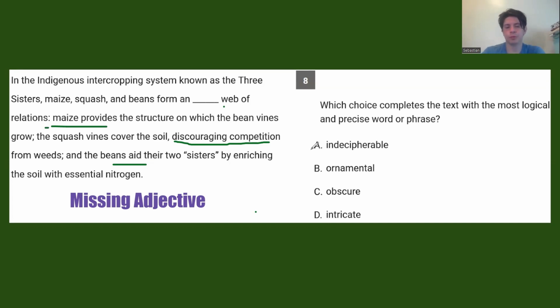Is it indecipherable? If it was indecipherable, we wouldn't be able to explain it this well, so it's not that. Ornamental means it's not important, but it seems to matter, right? Otherwise, they wouldn't grow. Obscure is sort of like indecipherable. So then let's look at D to make sure it makes sense. Intricate, right? So it's complicated. And that would make sense here, right? There's a lot going on to make this all work. So it is D. Okay, great. So now we finished module 1 and module 2A, and we're going to go to module 2B. I think another 8 questions.